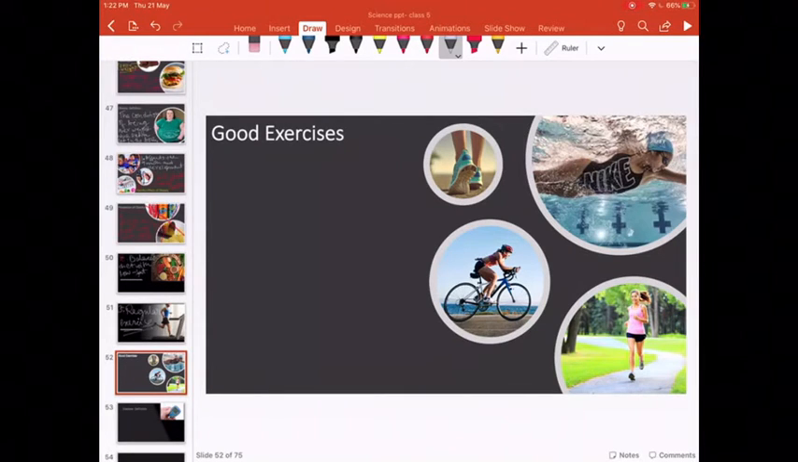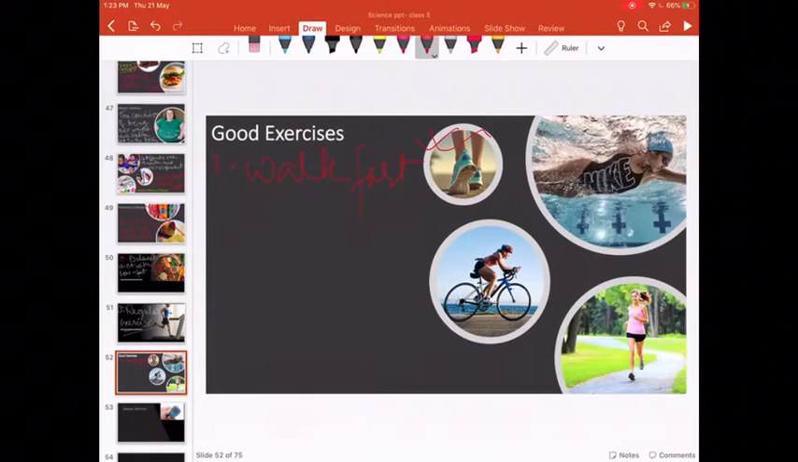Now students, here is a guideline of some good exercises. Buy a nice pair of walking shoes for yourself. Then walk fast. Fast walk. Okay, this is one good way. Buy nice walking shoes for yourself and go for a fast walk every morning or evening.